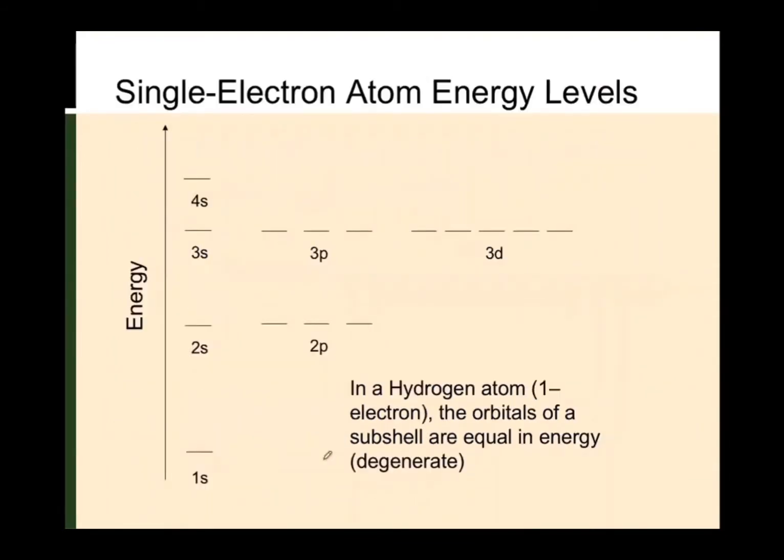So in the hydrogen atom, all of the orbitals of a subshell are equal in energy, so they're degenerate. Here they're on this straight line, and they have the same energy for the 2s, the 2p, the 3s, 3p, and 3d. They are what is called degenerate, or equal in energy.